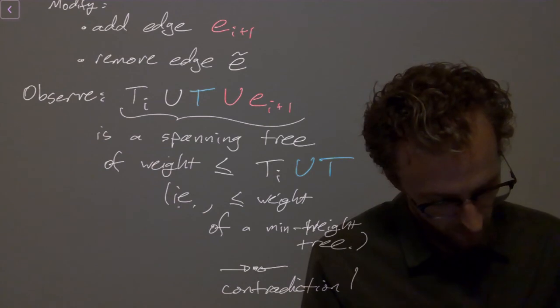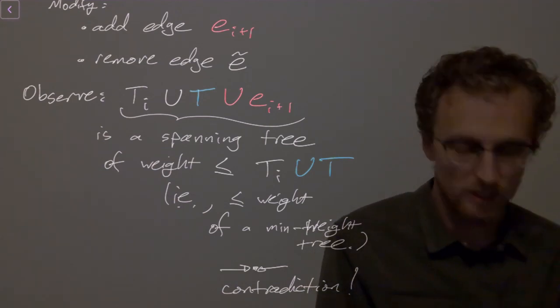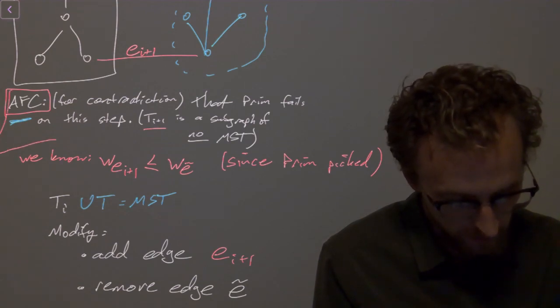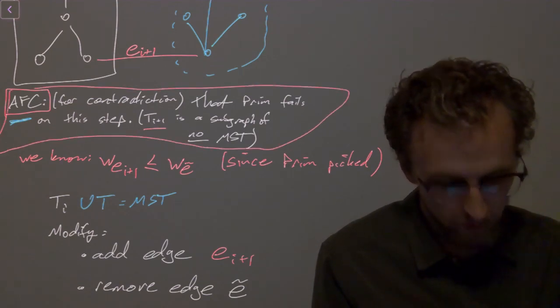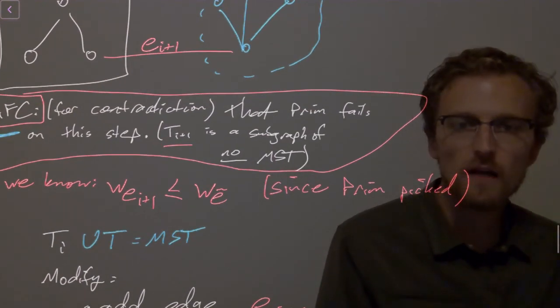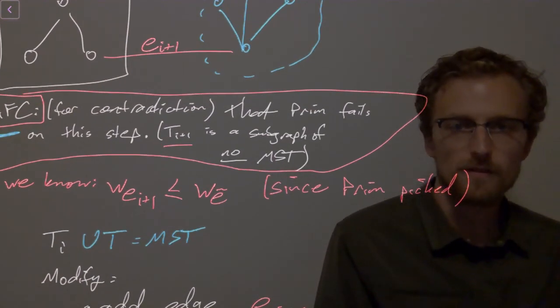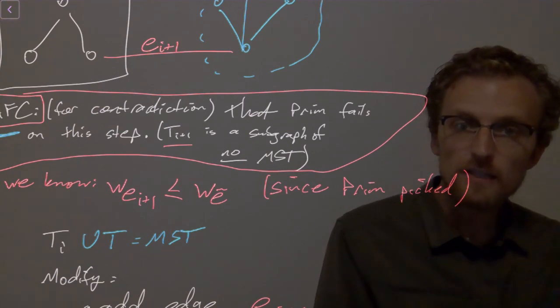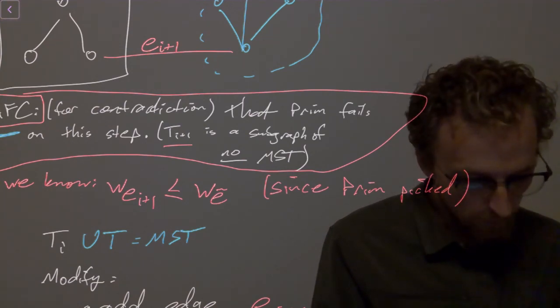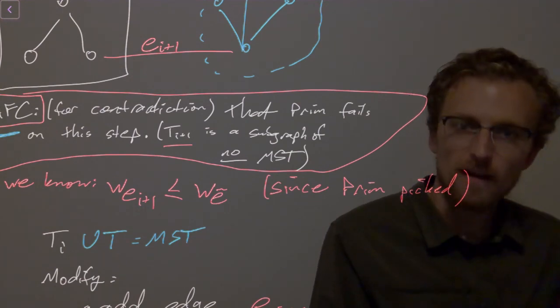Let's trace back to when we made our assumption for contradiction. What was our assumption for contradiction? Well, it was this here in red. What does that tell us? That tells us that this thing here that's boxed in red is false. This led to a nonsensical conclusion, so it's false. And so now we know that Prim cannot fail on this step.